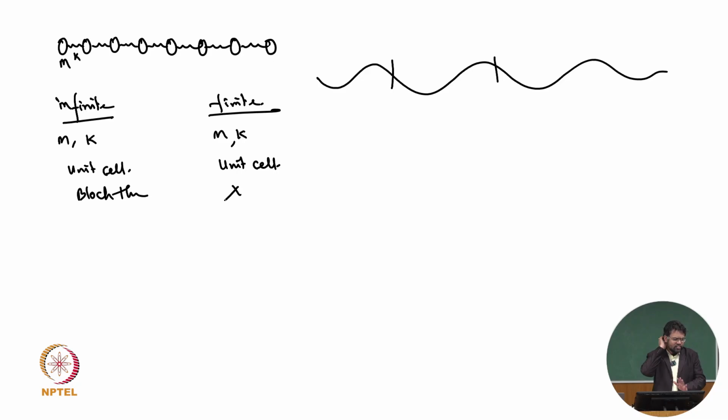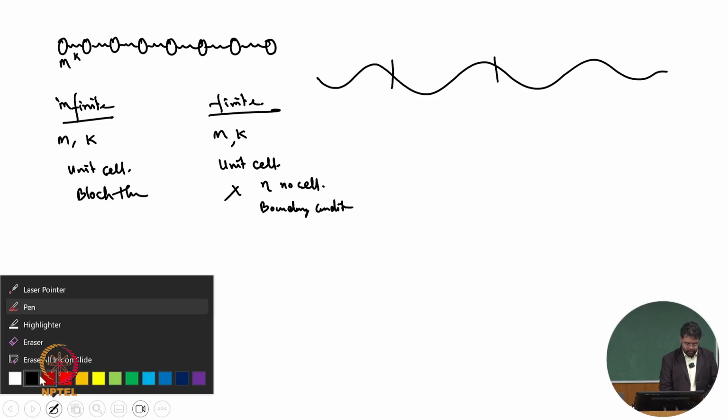So now just forget the metamaterial and everything. Just think like we have a structure. Instead of the Bloch theorem, we will have a finite number of unit cells. So maybe we will have n number of cells, because it's finite, and we will also have the boundary condition. That is also important.